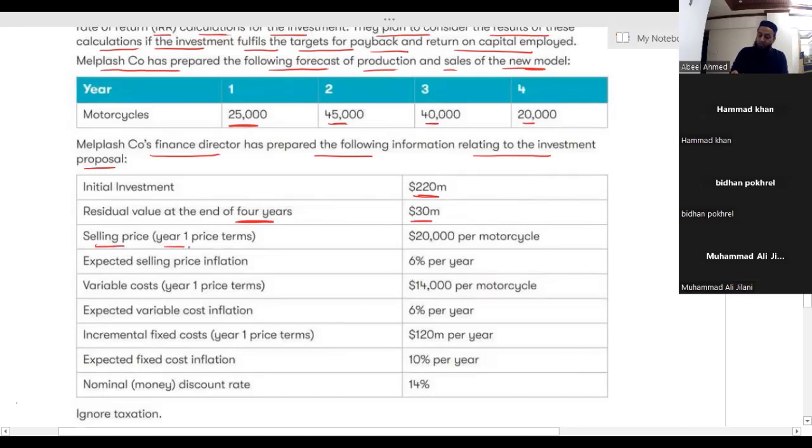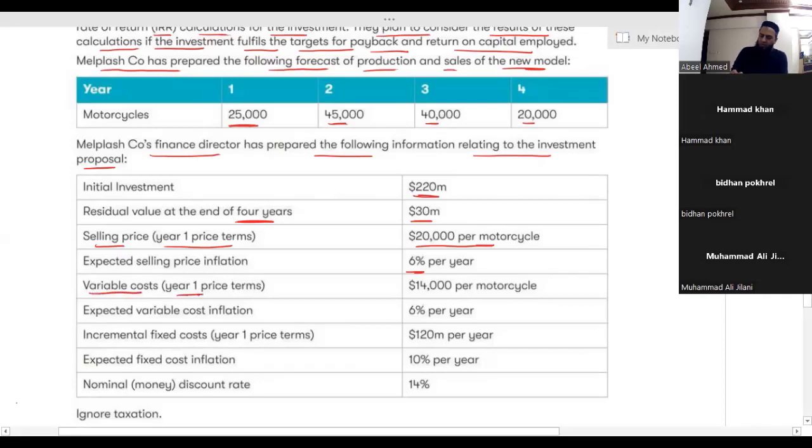Selling price, year one price terms, is 20,000 per motorcycle. Inflation is 6%. It means if we need to incorporate inflation, inflation will come from the second year. Why? Because the examiner has given us first year prices. First year prices are given, it means inflation till first year is already incorporated. We are required to incorporate inflation from the second year.